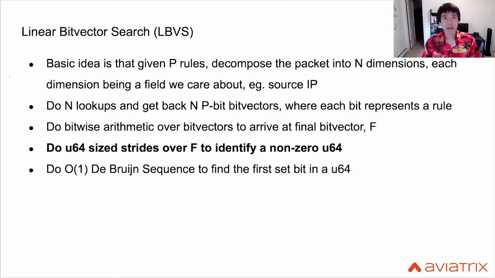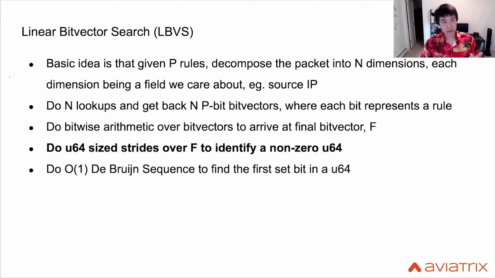Both the paper and the book from the previous slide go into pretty good depth about this algorithm called linear bitvector search. The basic idea, and I'll lay it out pretty briefly here, you can read this slide more in depth if you want, is that we're going to decompose a packet into a bunch of dimensions, and for each dimension we can do a lookup from a map that returns a bit vector. Once we have n bit vectors, we can do bitwise arithmetic over all the bit vectors. For example, if we have a bit vector for source IP and a bit vector for dest IP, and you bitwise AND them, the resulting bit vector tells us all the policies that match the source and dest.